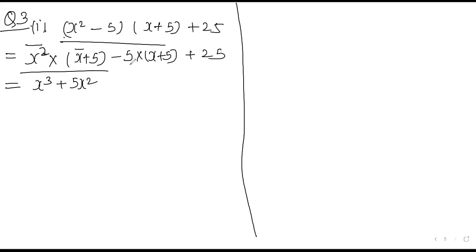Okay, now this minus 5x, because of this minus sign, the minus sign will come with x. 5 is multiplied with x gives you 5x, and 5 is multiplied with 5 gives you minus 25, and this is plus 25. So you know that this will cancel out. So now the answer will be x cube plus 5x square minus 5x.